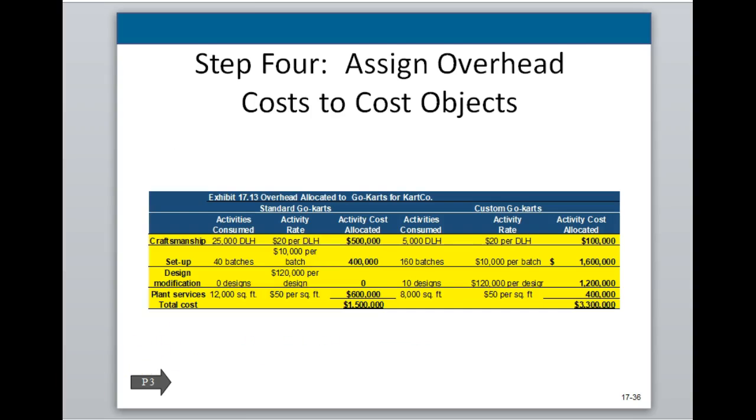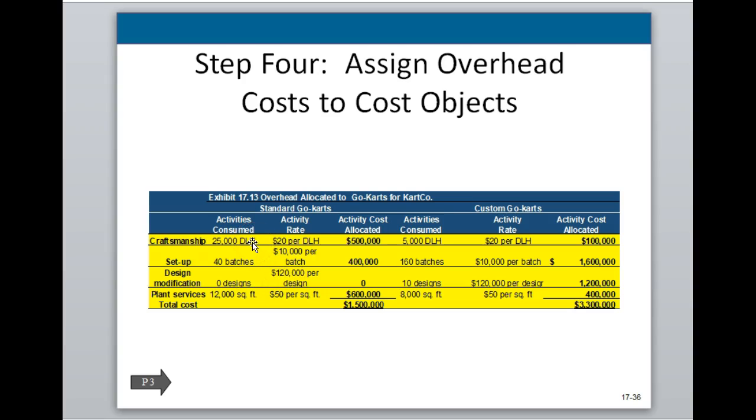And it kind of breaks down like this then. So now we have craftsmanship at 25,000. We have setup at 40 batches. What are we doing here? We have design modifications. There's 0, and there's plant services. It looks at and says, oh, well, standard go-karts take up 12,000 square foot. So that's what we're going to apply the overhead at.